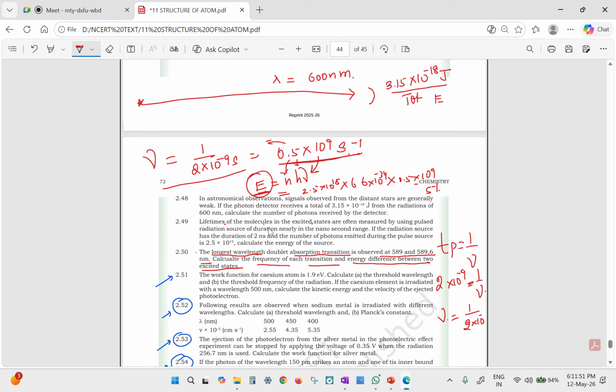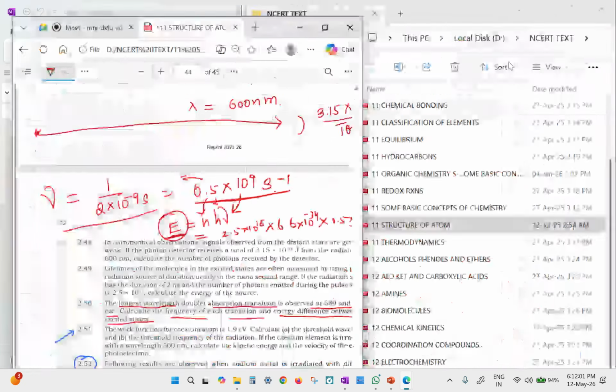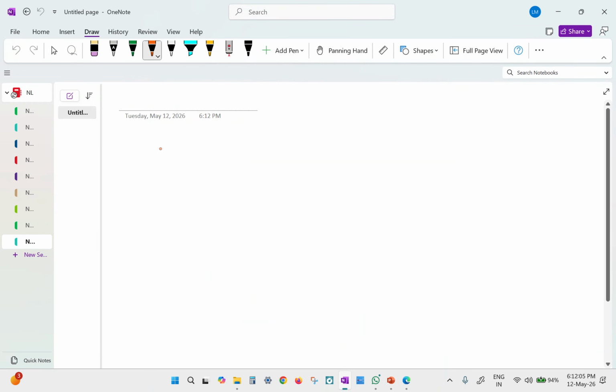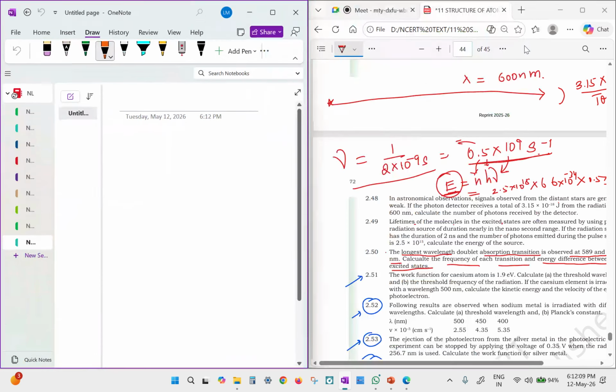Ma'am, so the formula should be nu equals C by lambda. Yes, ma'am, I'll just do the calculation. Then what do you do? Then from there you can calculate nu1 minus nu2. That's all.